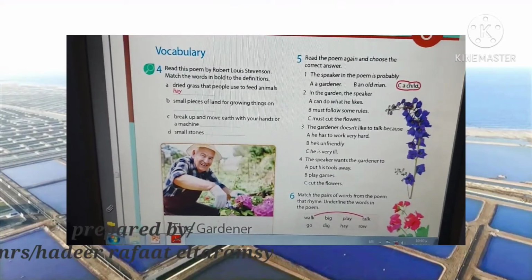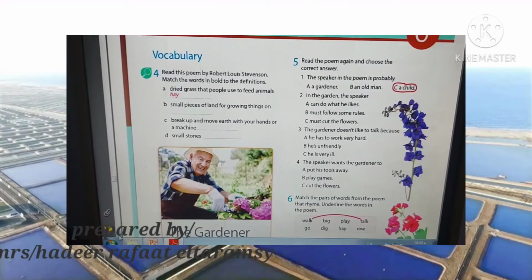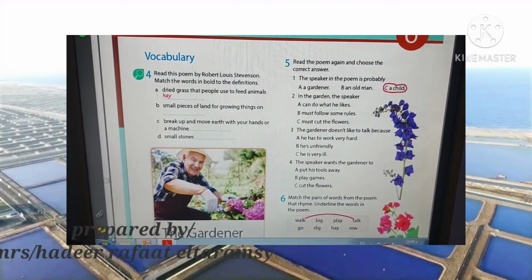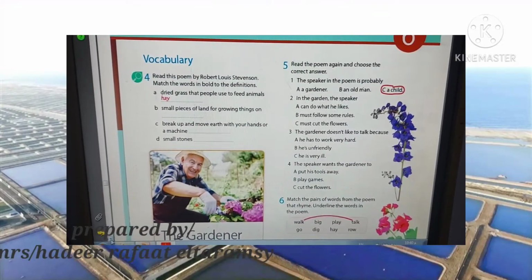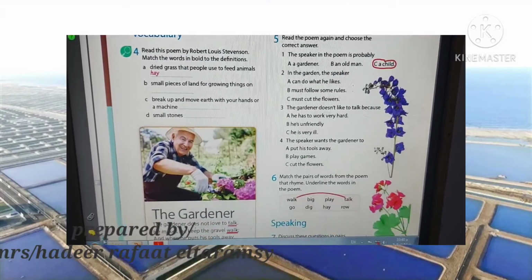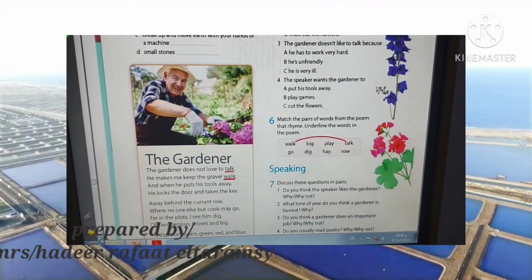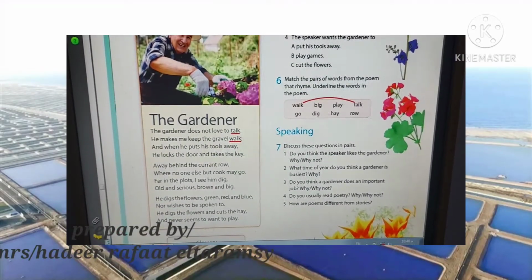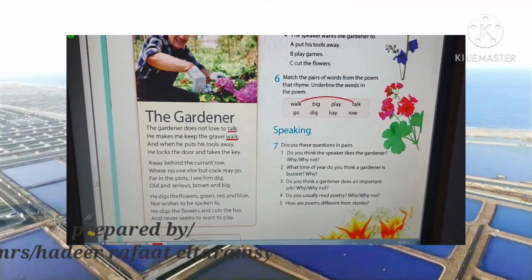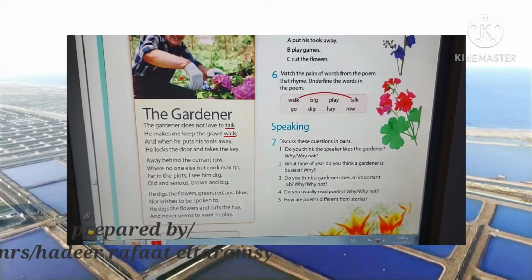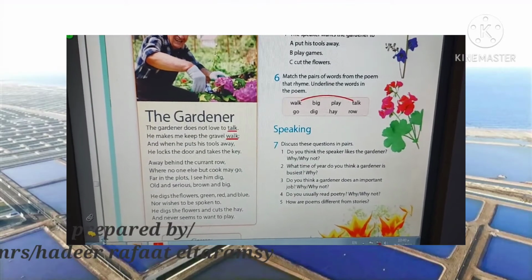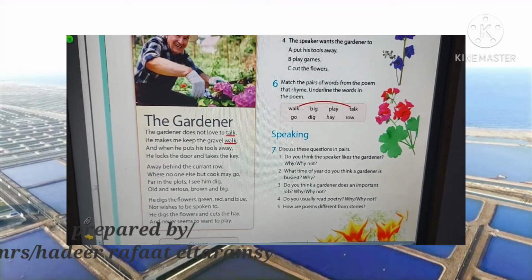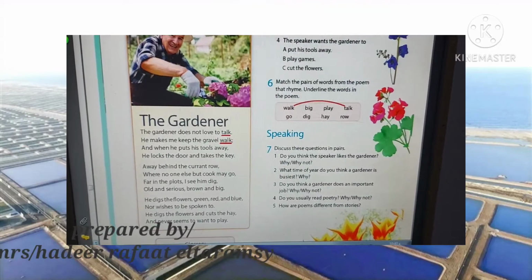Exercise number 4. Read the poem by Robert Louis Stevenson and match the words in bold to their definition. The gardener. What do I mean by the gardener? البستاني. The gardener doesn't love to talk. Why doesn't he love to talk? Because he likes to work. And he makes me keep the gravel walk.